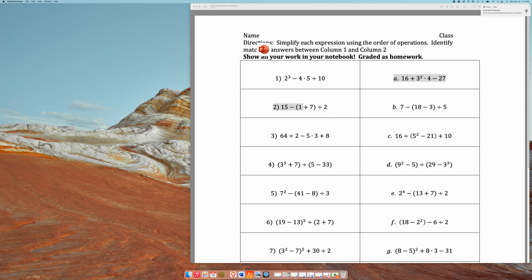G. 8 minus 5 to the second power plus 8 times 3 minus 31. Okay. Skip ahead of the line. Let's take care of these guys first. And I'm going to do it in steps. 8 minus 5 is 3. I'll leave it inside the parentheses. I'm going to raise it to the second power in a second. Plus 8 times 3 minus 30.